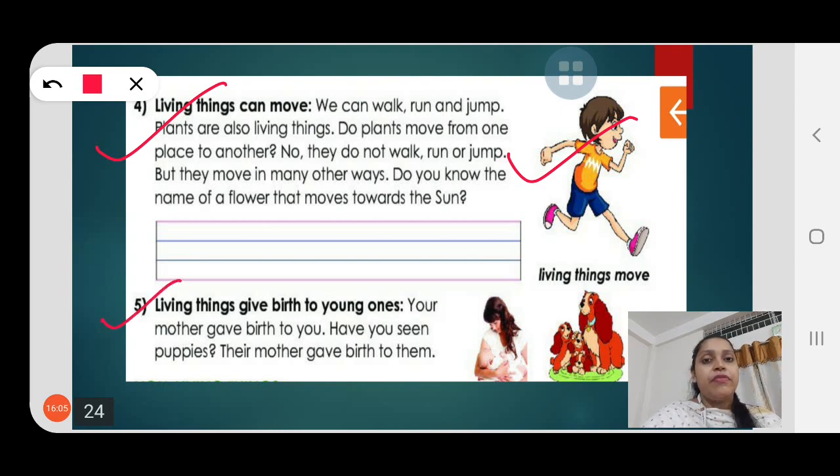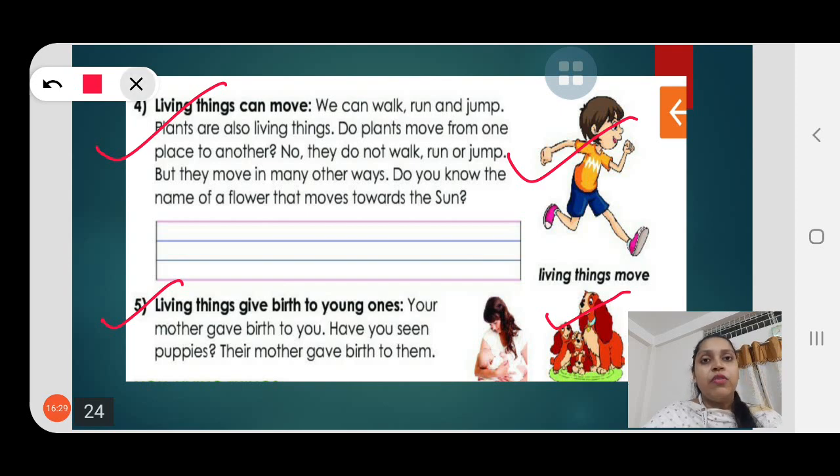Then number 5, living things give birth to young ones. So living things give birth to young ones. A puppy gives birth to a young pup, a kitten gives birth, human beings give birth. So living things give birth to younger ones, to babies.